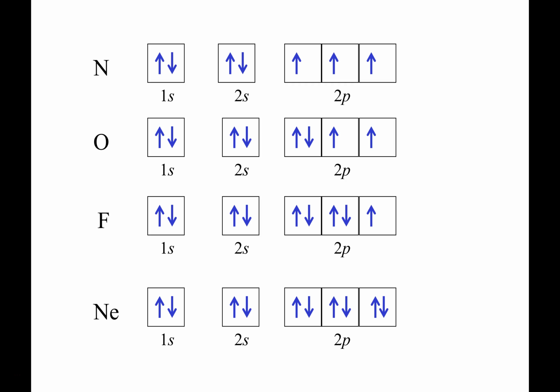But this is actually an important configuration. We call this configuration ns2, because it could be any n, np6. The 2 means the 2 electrons in the highest n. These 2 electrons are the ns2, and this is the np6. So yep, that's your rare gas, inert gas, or noble gas configuration.